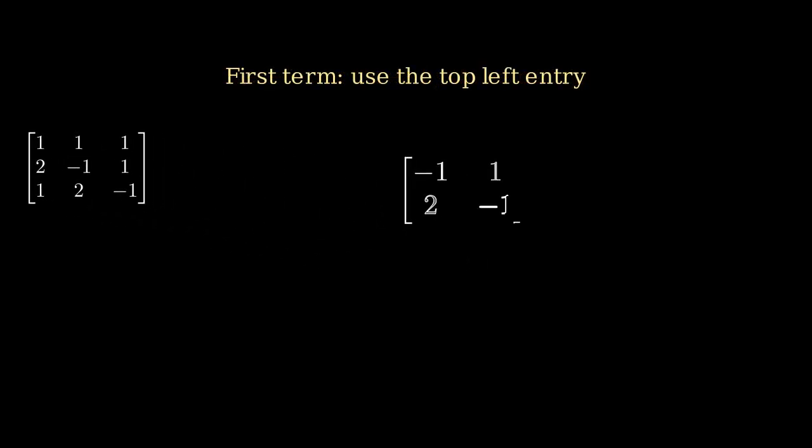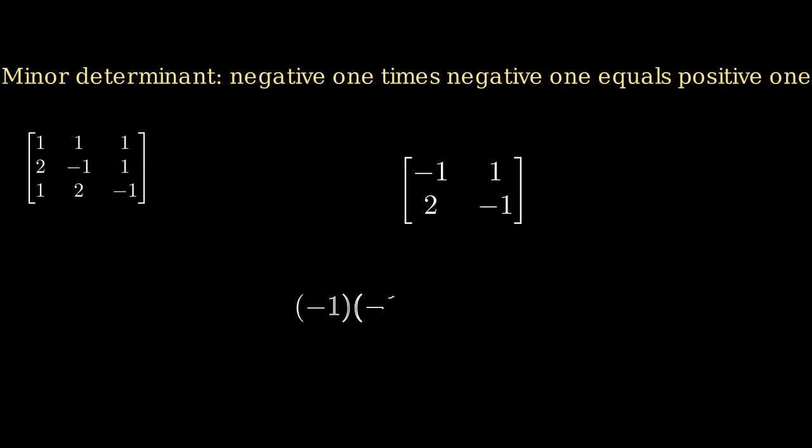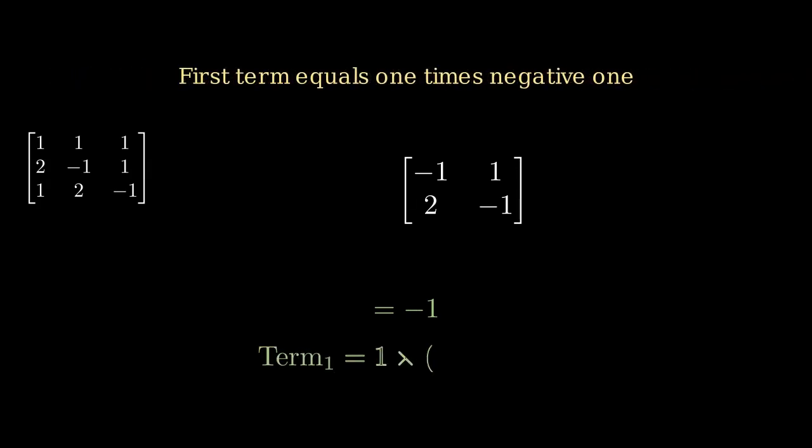The first term comes from the top left entry, 1. We delete its row and column to get the 2 by 2 matrix with rows negative 1, 1, and 2, negative 1. That smaller determinant equals negative 1 times negative 1 minus 1 times 2, which equals 1 minus 2, which equals negative 1. So the first term equals 1 times negative 1, which equals negative 1.